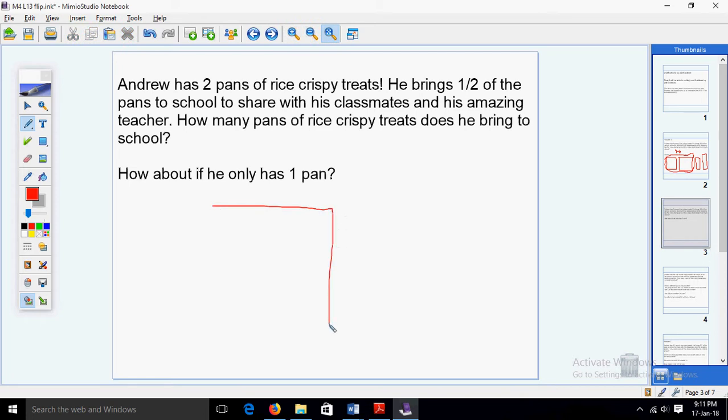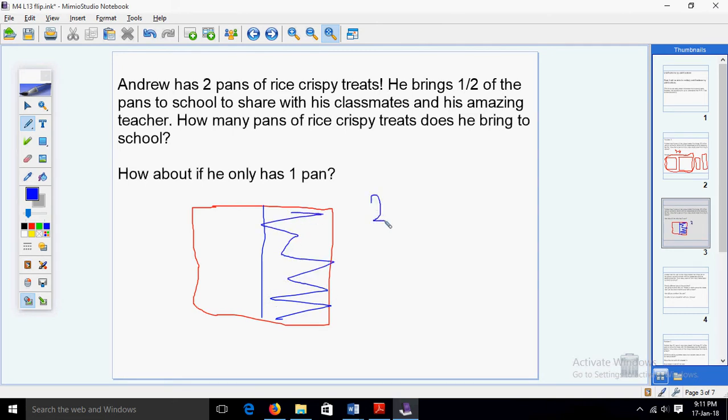Okay, this is getting a little bit closer to what we're going to look at today, but not quite, right? So he has 1 pan. All right, let me change colors just for fun. He's going to bring half of that. So we're going to divide it into half, and he's going to bring this side, right? So our multiplication sentence, 2 times 1/2. And from what we know from the past couple of lessons, 1 times 2 is 2 over 2, and we'll get 1. Okay?